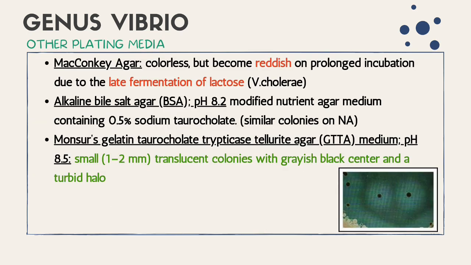So here are the other plating media that can also be used in isolating and cultivating our Vibrio species. Next we have the MacConkey agar. On MacConkey agar, they appear colorless, so they are non-lactose fermenters, but there are some organisms that may ferment lactose, such as your Vibrio vulnificus. And some sources say that Vibrio cholerae may also ferment lactose. It is supposedly a late lactose fermenter that appears reddish on MacConkey agar.